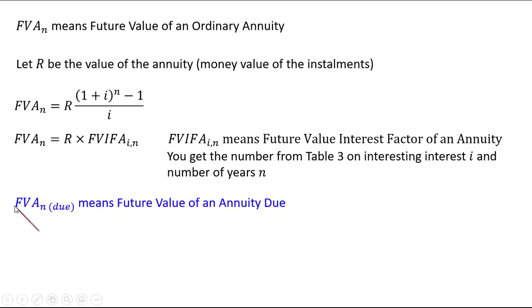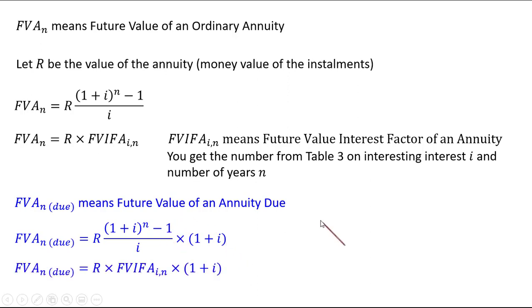While future value of annuity due is represented as FVA and due is written as a subscript. The formula for which is almost similar to the formula given above, with the only exception that 1 plus I is also multiplied to it. In the same way, when 1 plus I is multiplied to this particular formula, you get the formula for FVA due.